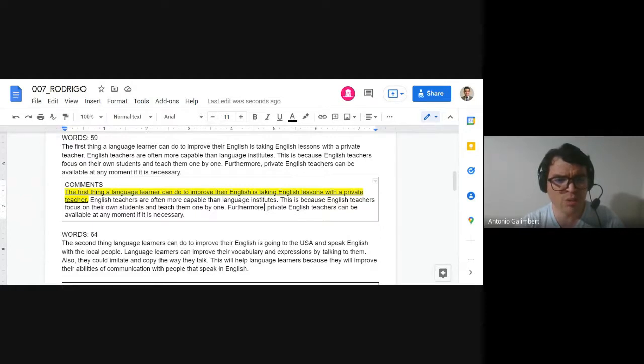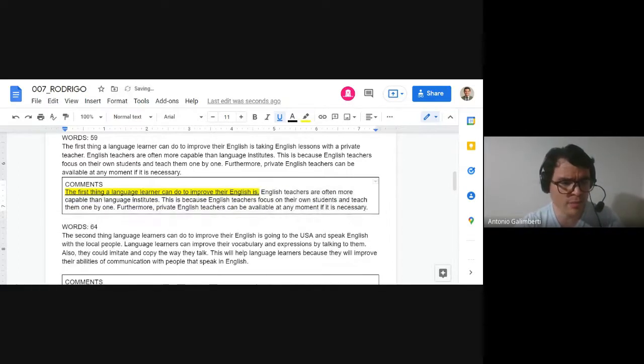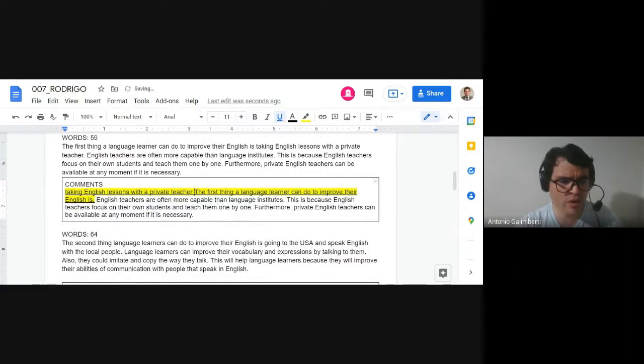The first thing a language learner can do to improve their English, yeah, some people would say his or her English, but their English is fine, is taking English lessons with a private teacher. You can also do it the other way around, right? You can start by the gerund here, using the present participle, and you say taking English lessons with a private teacher is the first thing a language learner can do to improve their English or his or her English. That is what some people would prefer to say.